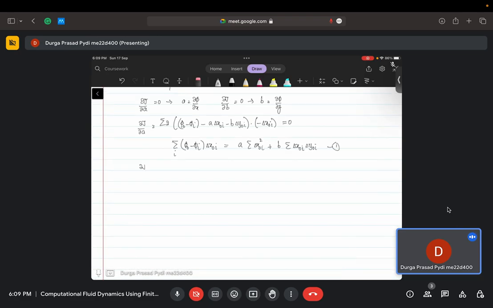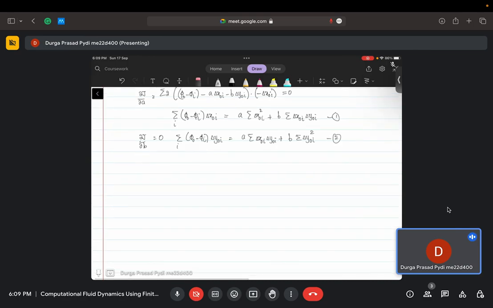Similarly, when you solve for del g del b equals to 0, you will end up with sigma phi 0 minus phi I delta y 0 I equals a times sigma delta x 0 I delta y 0 I plus b times sigma delta y 0 I square. So this is the second equation. If you solve these two equations, you can get the values of a and b, and those will give you the corresponding values of del phi del x and del phi del y.